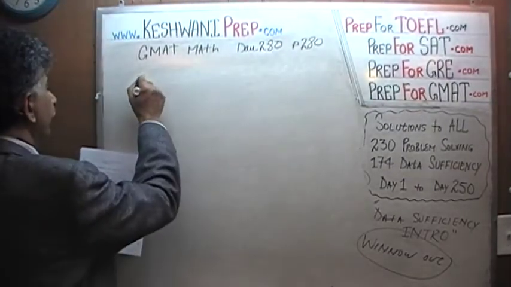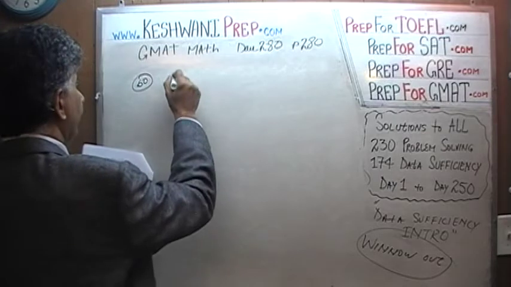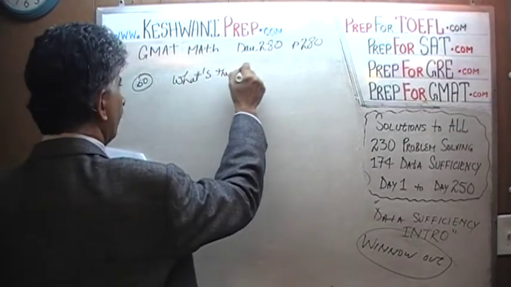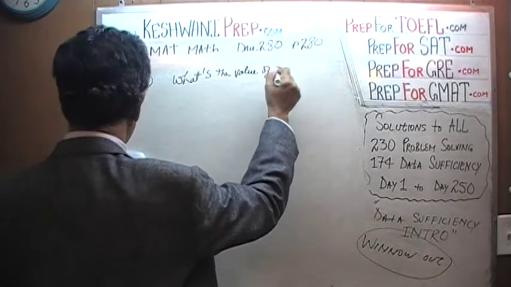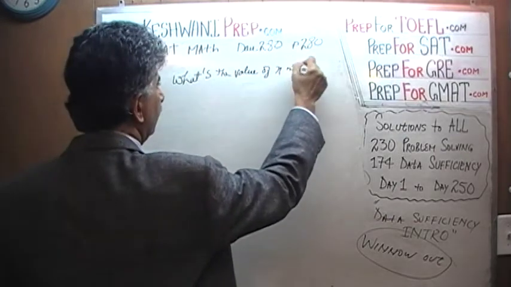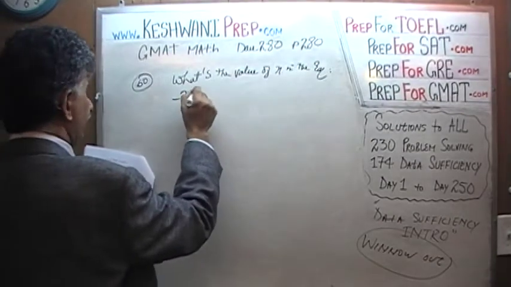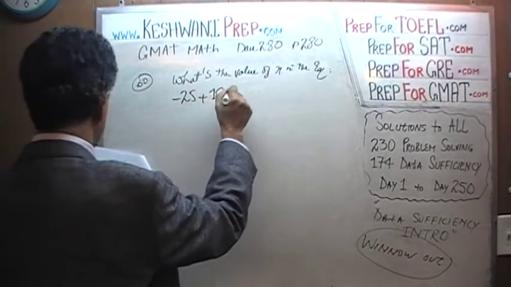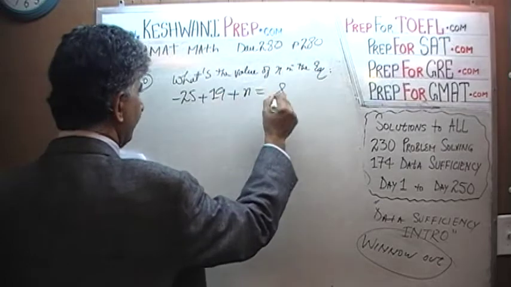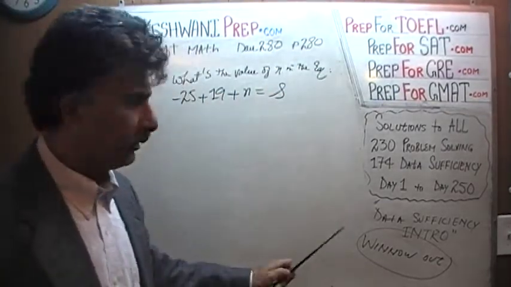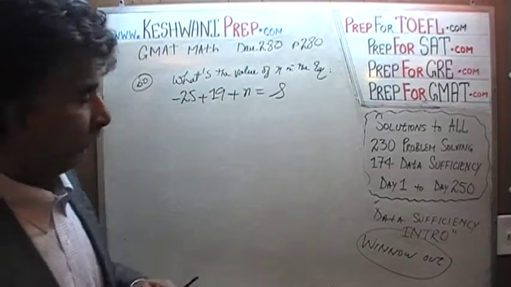Number 60 says, what's the value of n in the following equation? Negative 25 plus 19 plus n equals s, we are told. It's a very silly question. I realize that. I'm fully cognizant of it. But it's there, so we have to do it.